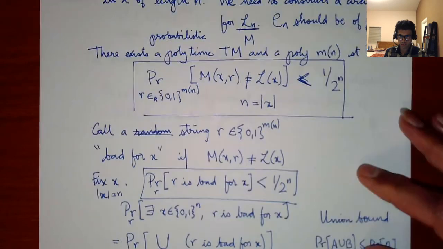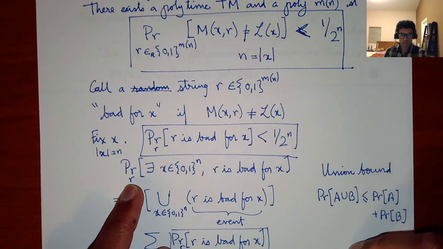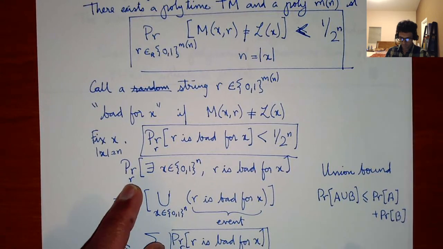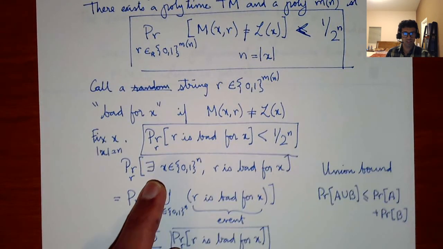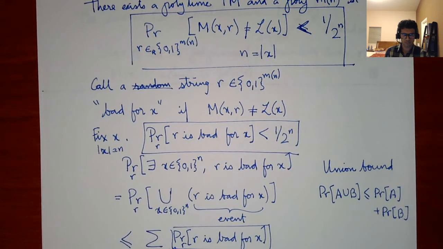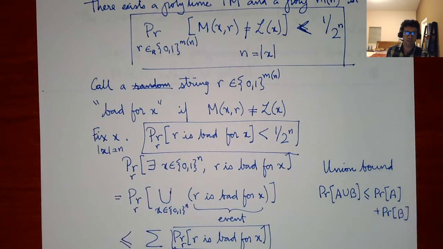Now let's analyze another event. What is the probability over R that there exists some X such that R is bad for X? This is like saying that you pick a string at random. What are the odds that it's a bad string for some X? If you fixed your X, we know that the probability that it's bad is 1 divided by 2 to the n. But the latter probability, the one that there exists, is likely to be quite high, because if you pick a string at random, there's probably some X for which it's bad.